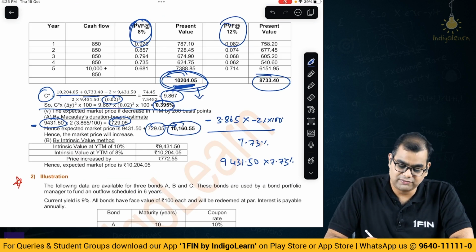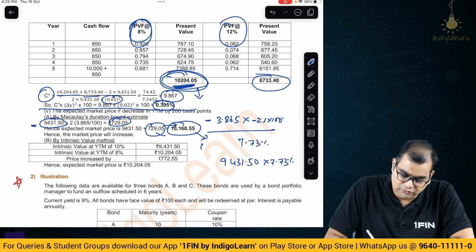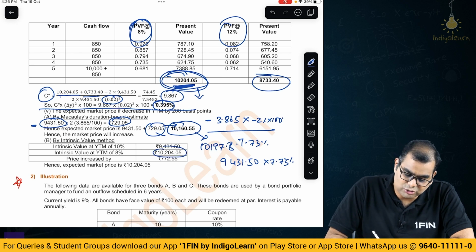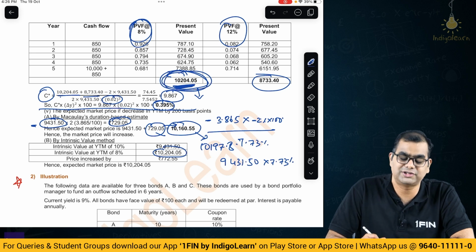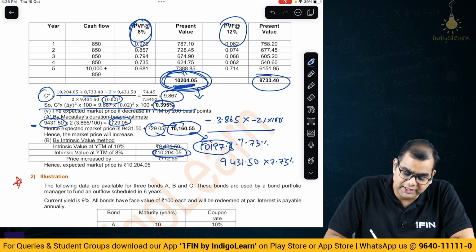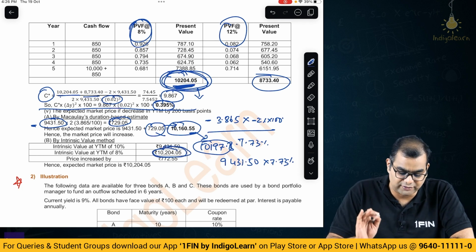Please note, here what is the price that we got? 10160. How did you get 10160? You added 9431.5 into 7.73% plus 9431. So you got 729, you added it, 10160. This changed to 10197.8. However, if you do by intrinsic, it is 10204. Why? Because we already computed 10205. So duration gives you a rough estimate, convexity gives you a closer estimate, repricing the bonds gives you the exact number. Okay, this is something that you have to remember.